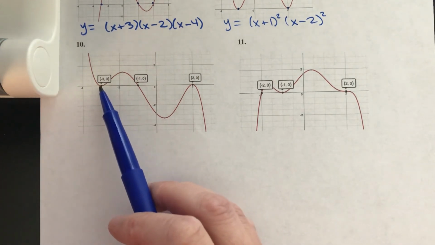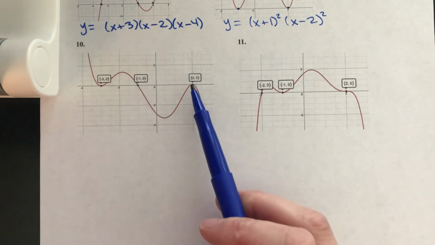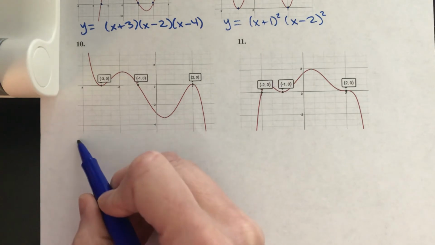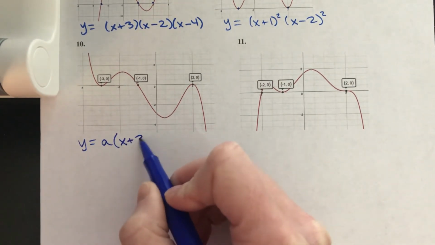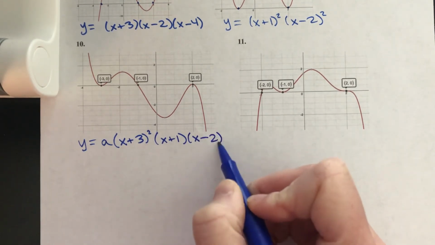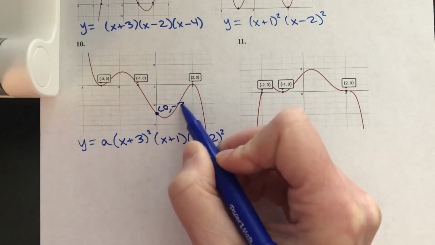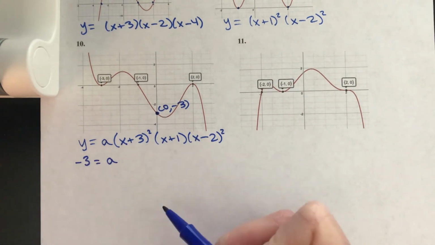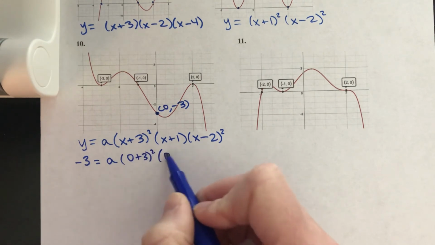It bounces at negative 3, so that's going to be a factor that's squared. Crosses at negative 1 and bounces at 2. So the 2 on the ends are going to be squared. So we have y equals, I'm going to put an a there, and then I have x plus 3 squared, x plus 1, and x minus 2 squared. And then there's a point on here that it goes through. This is 0, negative 3. So I'm going to plug in negative 3 for y, keep my a there, and then I'm going to plug in 0 for all of my x's.